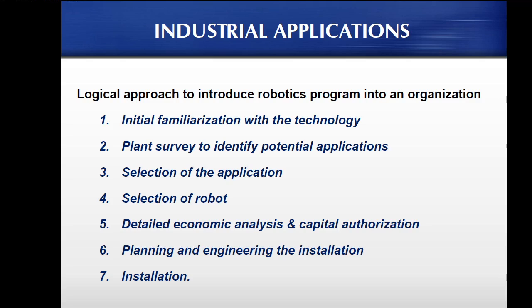Then we can go for planning and engineering the installation. After you have performed the first 5 steps, then you can go for planning and engineering the installation. And once that has been done, finally you can install it and start execution, implementing the robot assisted industry. Okay, so this is a general guideline when you yourself are going to start up a firm with robots, or you are being employed in an industry where they are interested to introduce robots to their firm for the first time.